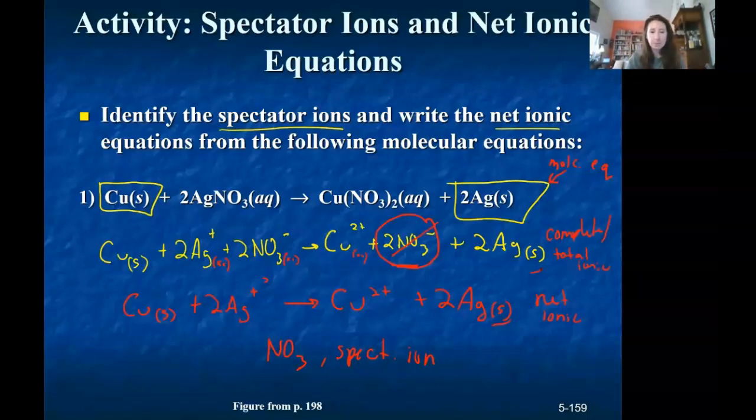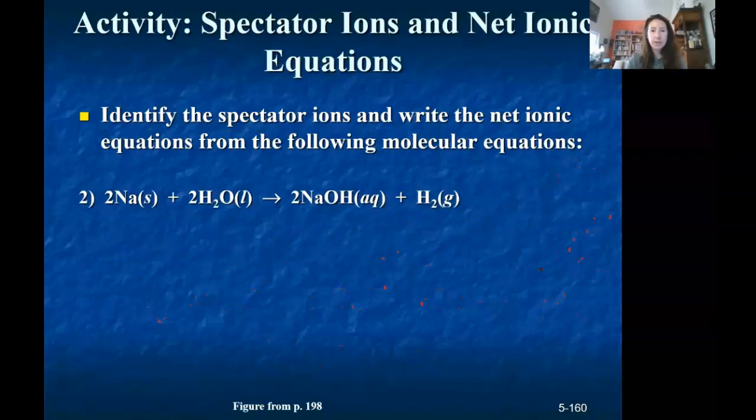Okay, so now we're gonna try another one. So this time, same kind of question, right? And this time I have all of those states in there and I'll write the states the whole time. So I want you to try this one and then we're gonna go over this. Try this, I'll give you like 2 minutes and then we'll go over it.